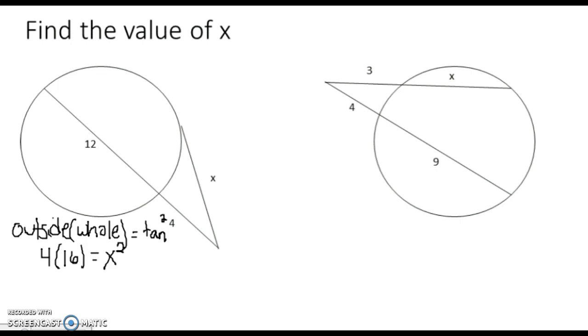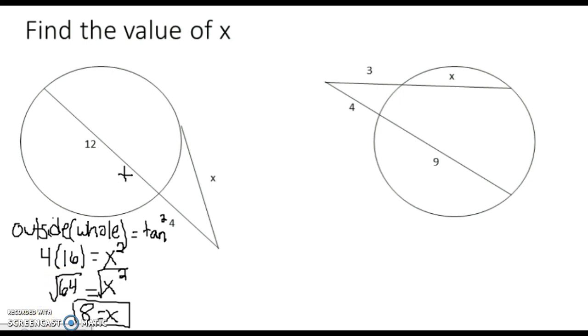When I plugged them in, the outside of my secant line was 4. And you have to be really careful. 12 is not the whole line. 12 is only the inside value, and we don't want the inside value. We want the whole line. So we have to add those two pieces together, the inside plus the outside, to get 16 for the whole line. And then the tangent squared was just x squared. Go ahead and finish solving this. Pause the video and try it.